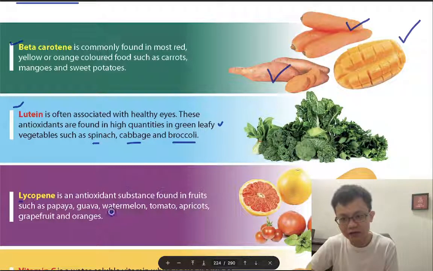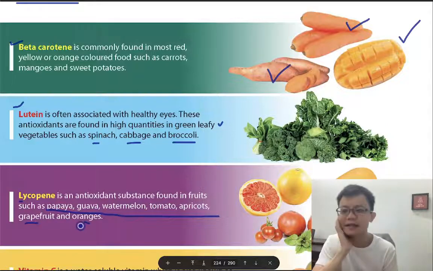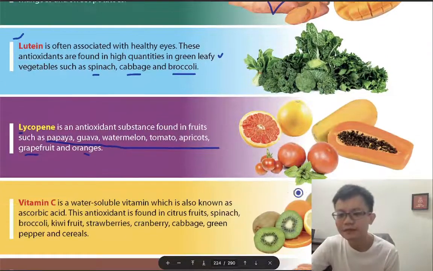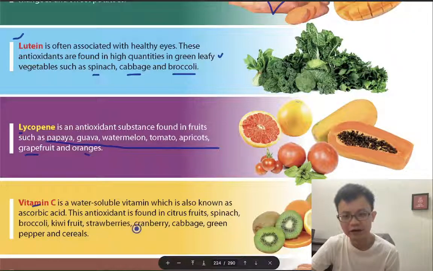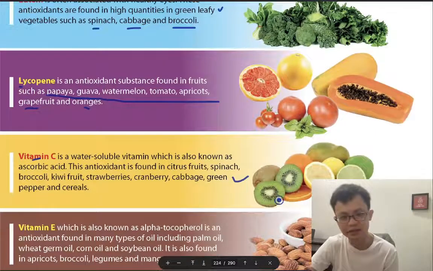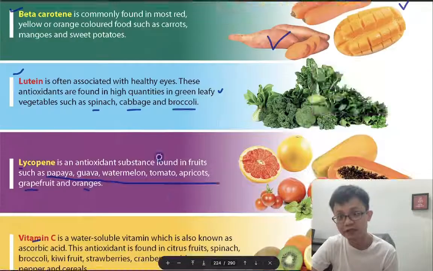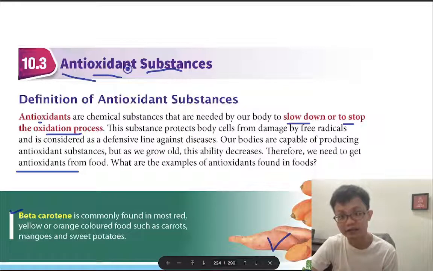Lycopene is a substance found in fruit such as papaya, guava, watermelon, tomato, apricots, grapefruit, and orange. Eat many fruits and vegetables and you can stay young and beautiful. Vitamin C: kiwi, strawberry, cranberry, cabbage, green pepper, cereal. All these have vitamin C, which also helps in reducing oxidation, so we call them antioxidant substances.